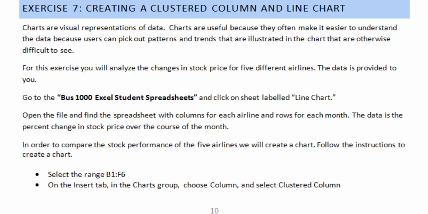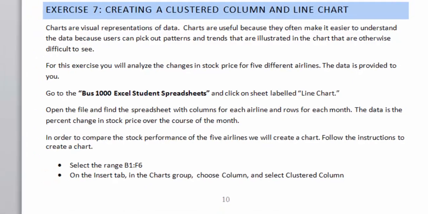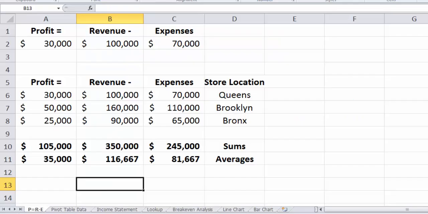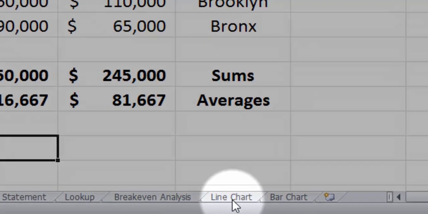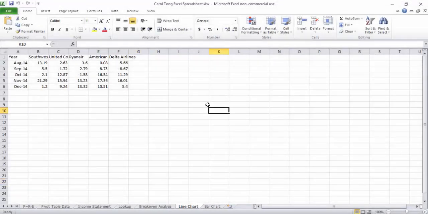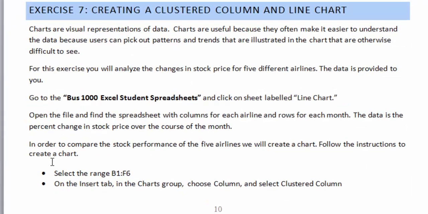Go to the Business 1000 Excel student spreadsheet and click on sheets labeled line chart. Alright, so this is how it looks like. And in the bottom, you can see there's different tabs. Click on line chart, and then this is how it looks like. Alright, let's go back and let's just skip to instructions.